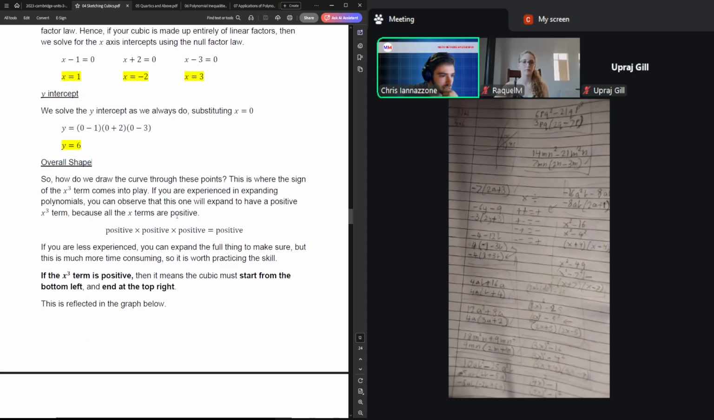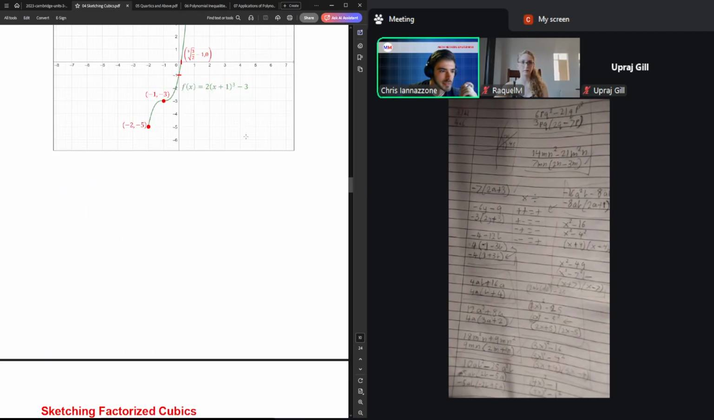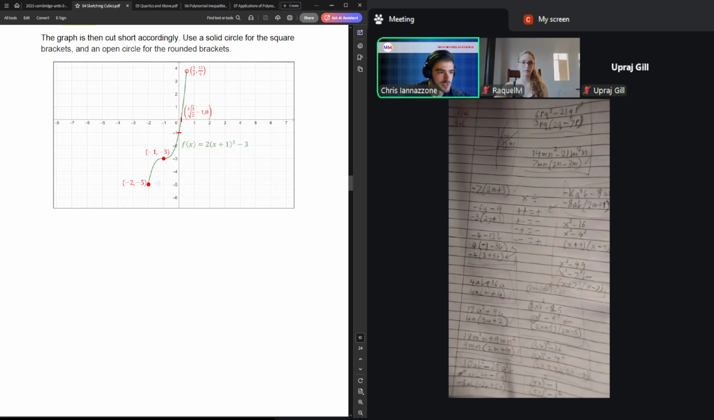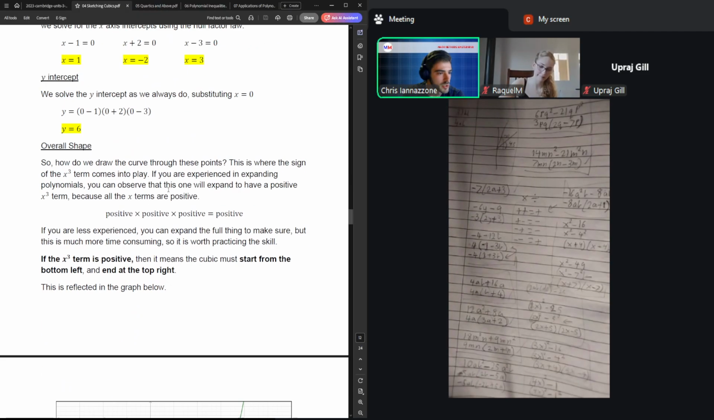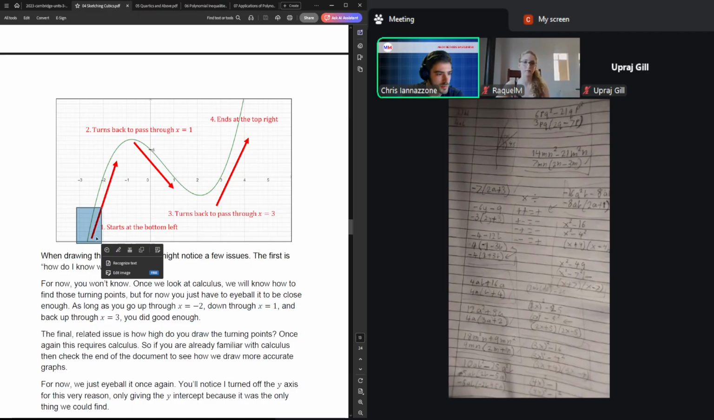Now, as for the overall shape bit, this is where knowing if it's positive or negative matters. Whether it's positive or negative works the exact same way as the cubic in inflection point form, where positives will always start at the bottom left and end at the top right, and negatives will do the opposite. They'll start at the top left and end at the bottom right. So because we know it's positive, we know we're starting at the bottom left. So we start by drawing, and all you would do is dot out all the things you know. So you'd put a mark there, there, and there, and just draw your curve connecting all those spots. That's all it is.